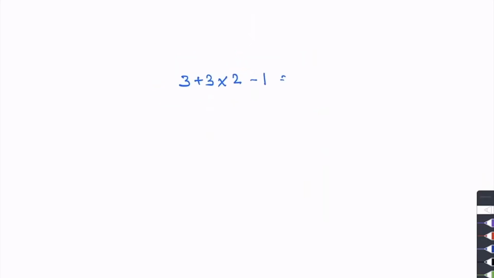Okay, let's have a look. So do we have any brackets? No. Any divisions or multiplications? Yes. 3 times 2 is 6. So let's just rewrite the calculation that we have now. Any additions and subtractions? Yes. Do them in the order you see them. 3 plus 6 is 9. 9 minus 1 is 8. Have a go at this one. Pause the video and come back when you've done.